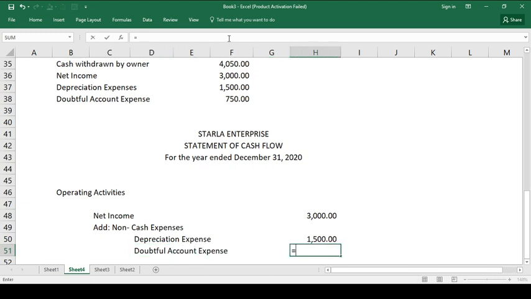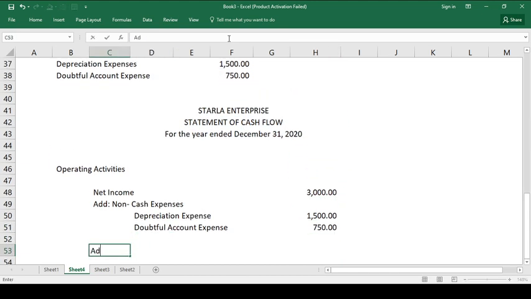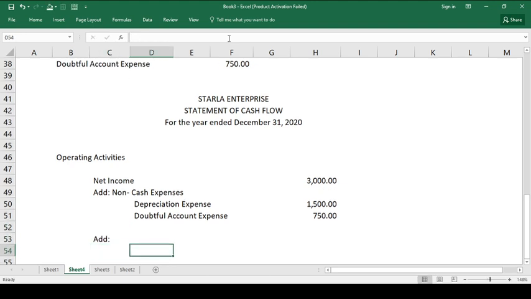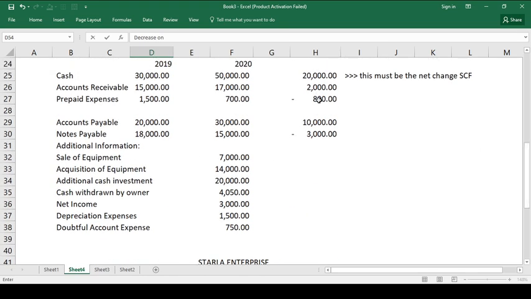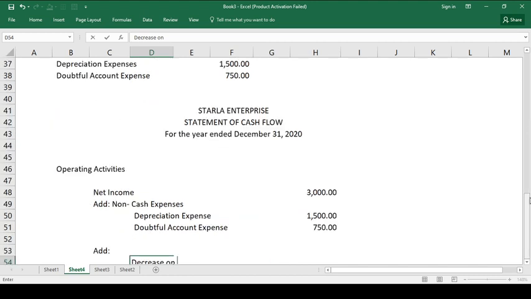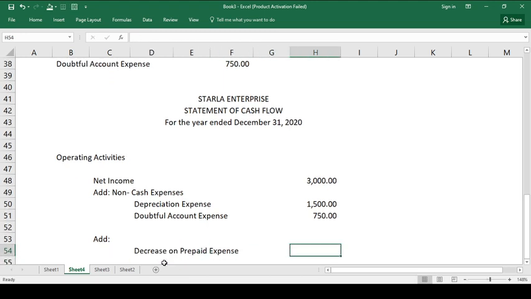Amounting to 750 pesos. Okay, and then, after that, we need to add the decrease, okay, on what? So, we need to specify, no? Wag natin sabihin, decrease on current asset. Ano po yung mga decrease na nangyayari sa current asset? Well, we have a decrease of 800 for prepaid expense, that is a current asset. Decrease on prepaid expense of 800. Ilagay po natin 800.